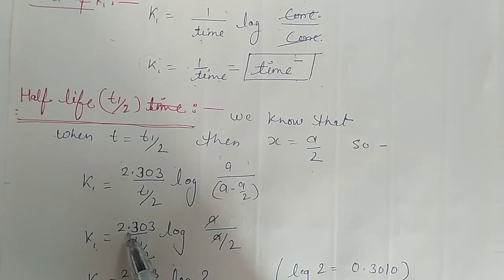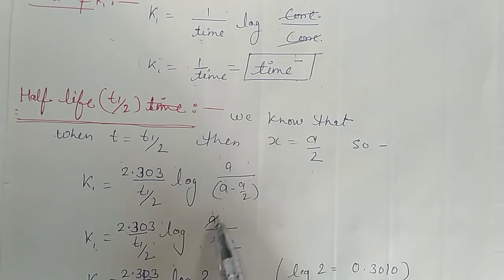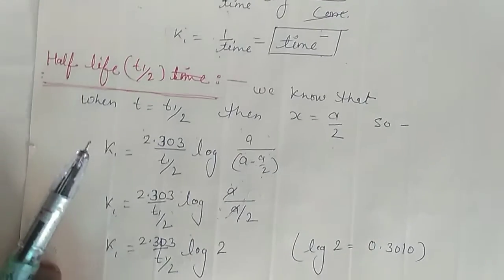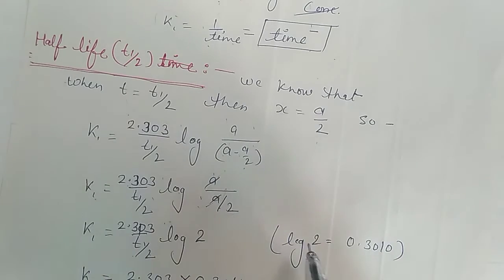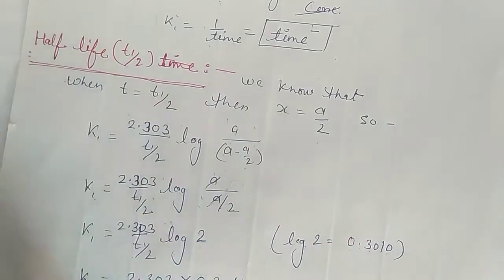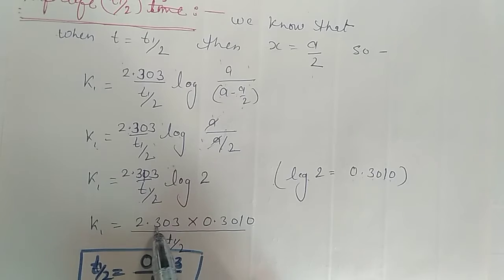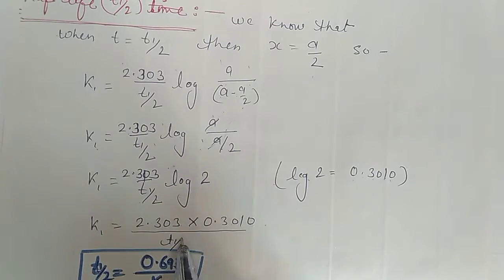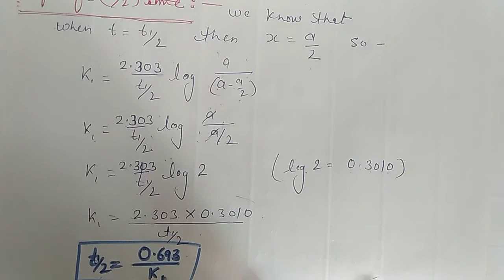So k1 is equal to 2.303 upon t half log a upon a by 2, since a minus a by 2 means a by 2. A is cancelled by a, 1 upon 2 is remaining, and the 2 goes to the other side. Then k1 is equal to 2.303 upon t half log 2. The value of log 2 is 0.3010. So k1 is equal to 2.303 into 0.3010 upon t half. On solving, t half is equal to 0.693 upon k1.